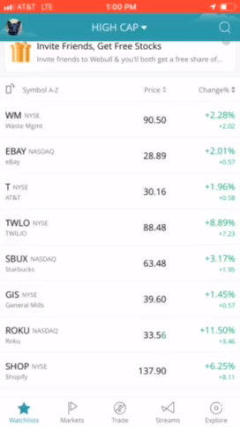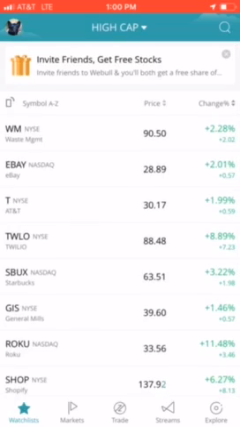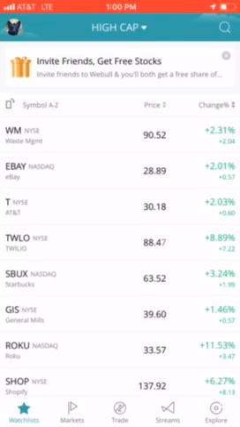So, $100. As soon as you open a WeBull account, you will get a free stock. You will attach your bank information, link your bank account, and deposit $100 into your WeBull app. And this is what I did, and this is what you can do. You don't have to. This is what I did.